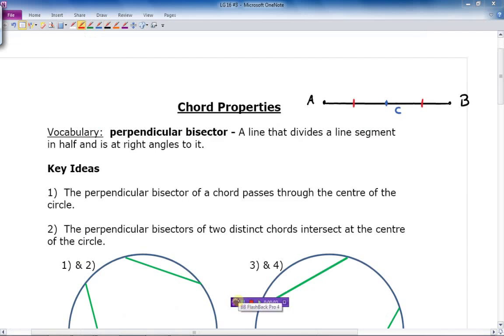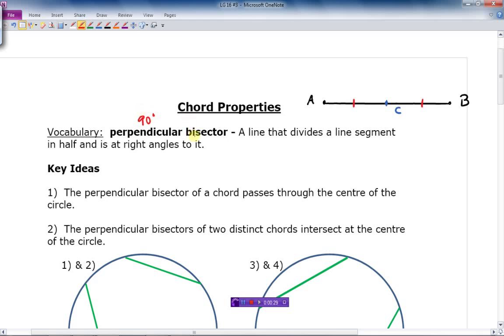We're going to continue our lessons in circle geometry by talking about chord properties today. And the first thing we need to do is discuss the vocabulary term perpendicular bisector. Well, a perpendicular bisector is a line that divides a line segment in half and is at right angles to it. Perpendicular has to do with 90 degrees, so perpendicular means something is 90 degrees to something else.